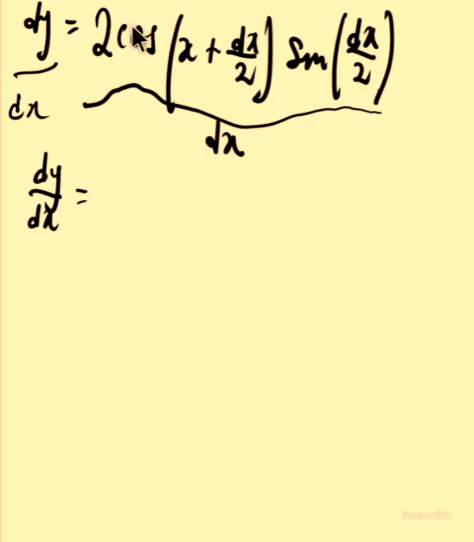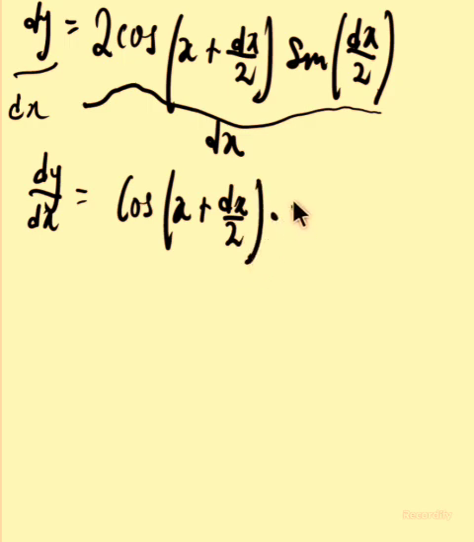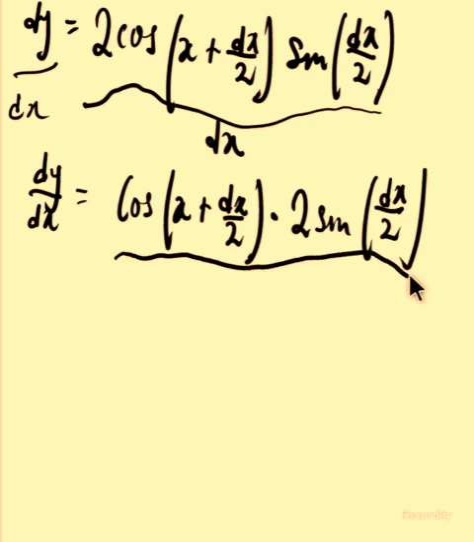But don't forget, this is the same thing as this. If you apply the algebraic sense, this is the same thing as cos of (x plus dx over 2) dot 2 sine (dx over 2), all divided by dx. Do you agree with me? Because this is multiplication, I can even bring it here. If we still multiply, we are still going to have the same thing. I hope you understand that now.